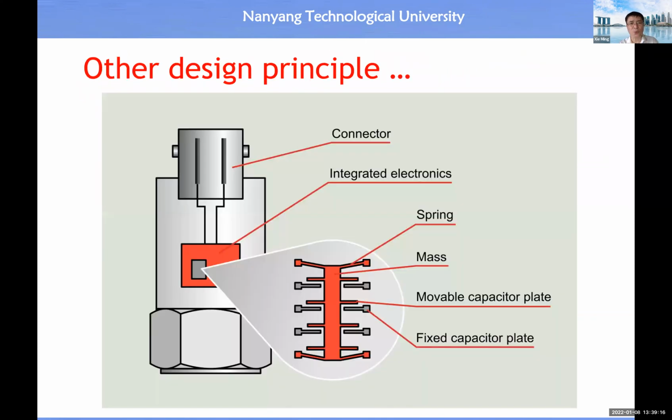So besides these three working principles, nothing prevents you from applying other design principles. For example, we can convert vibration into a change in capacitance. In this case, we have an inertial mass. When the inertial mass moves in the direction of vibration, then the gap between the two parallel planes of the capacitor will change. In this way, capacitance will change. Then we can convert vibration into capacitance and then capacitance into voltage.